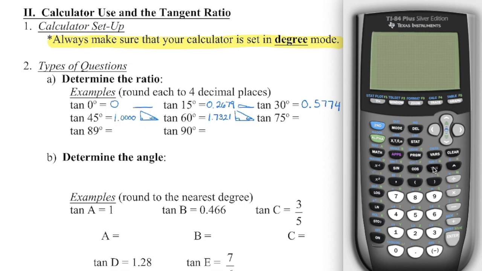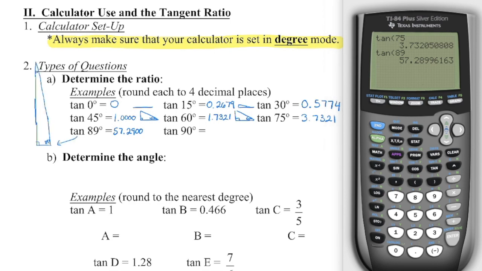So the tangent of 75 is now 3.7321. The tangent of 89 is 57.2. Okay, now this is a 6, which bumps this to a 10, which bumps this to a 10, which bumps this to a 9. So we're going to have 0.2900. Okay, so this is interesting. I tried to draw this on the side.